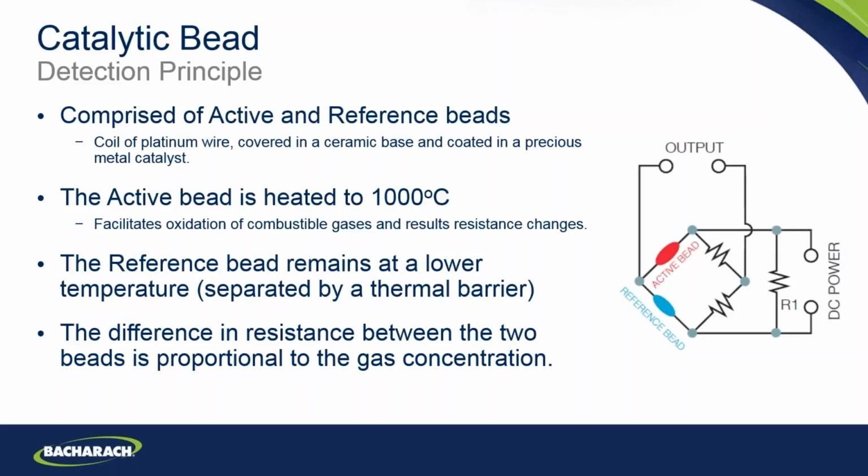These sensors are comprised of active and reference beads with coils of platinum wire on a ceramic base and coated in a precious metal catalyst. The active bead is heated to a high temperature of around 1,000 degrees, and that facilitates the oxidation of combustible gases, and that results in a resistance change. With the reference bead remaining at a lower temperature and separated by a thermal barrier, we can see the difference in resistance between these two beads, and that's proportional to the gas concentration. So this is a very effective, very long-standing and proven method for monitoring of gases in explosive ranges.